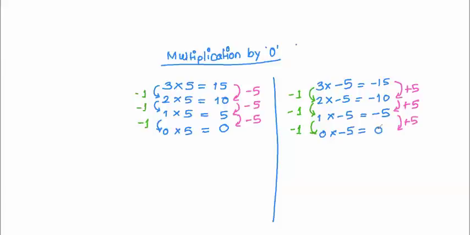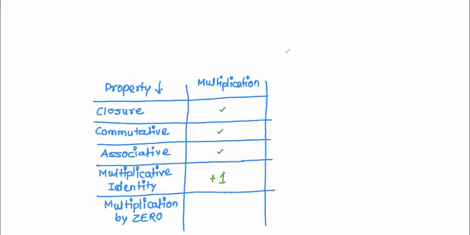So whenever we multiply any integer, in this case +5, we multiply by 0. In this case -5 we multiply by 0. But in both cases, the answer we get is 0. So multiplication of any integer by 0 gives us 0 as the answer. Let's update our chart. Multiplication by 0 is always equal to 0. Let's now solve a few examples using multiplication properties.